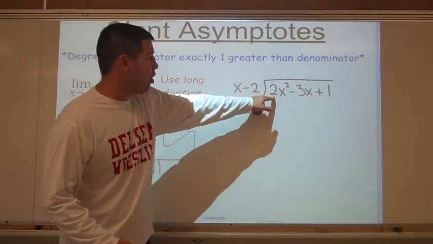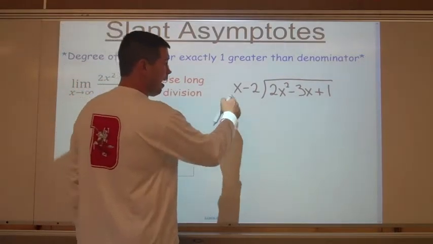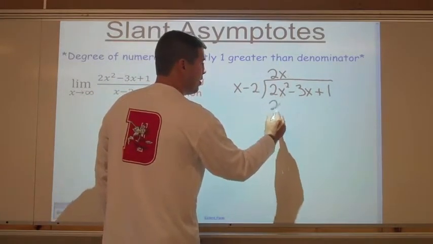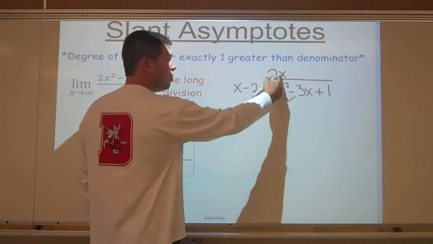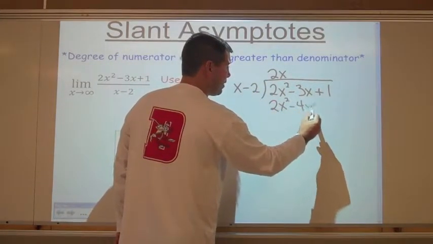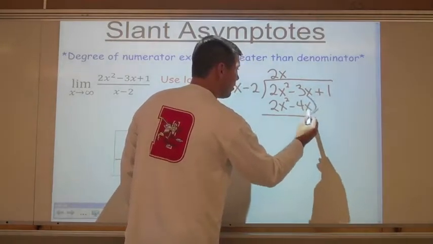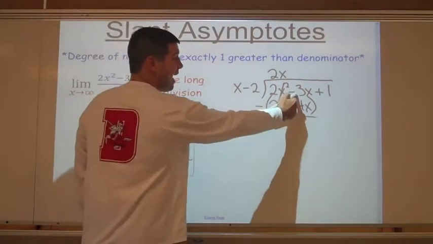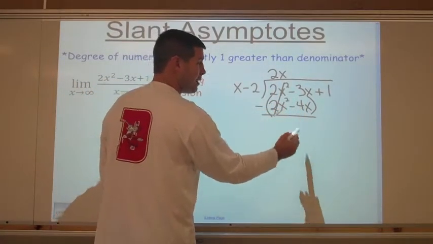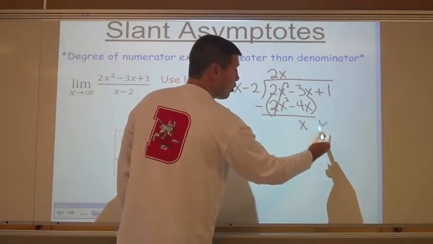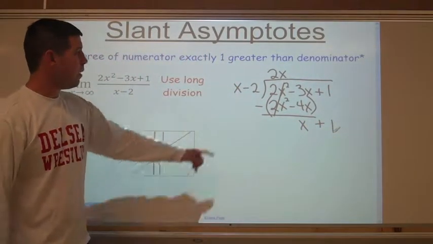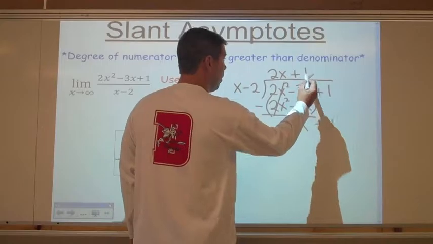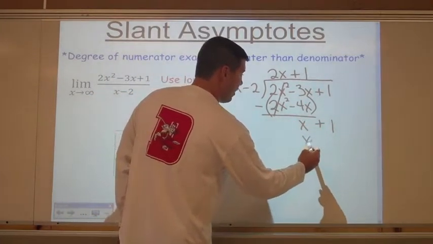I want x to turn into 2x squared. So I need to multiply this whole thing by 2x. x times 2x is 2x squared. 2x times -2 is -4x. Now I'm going to take this and subtract it from what I started with. 2x squareds cancel. -3x minus -4x is x. Bring down my next term, plus 1. Now I want x to turn into an x. Well, x times 1, positive 1. So it's going to be an x minus 2.